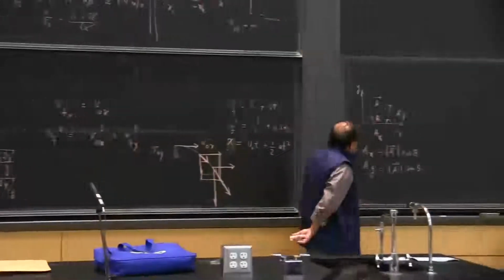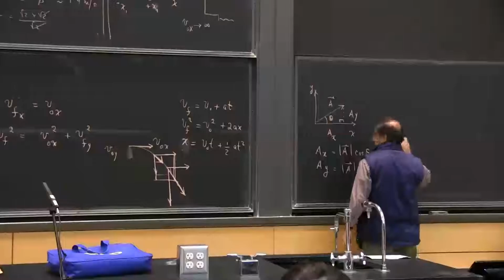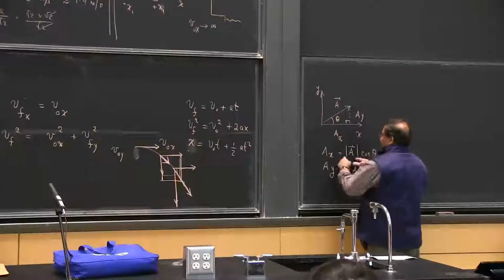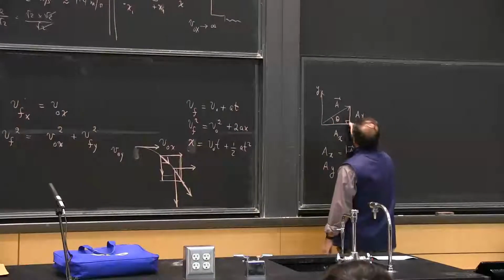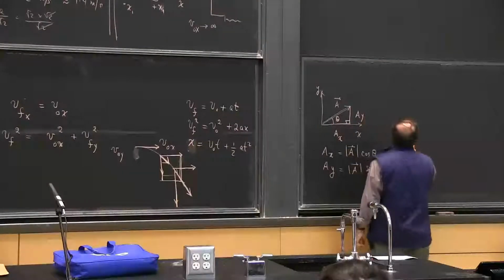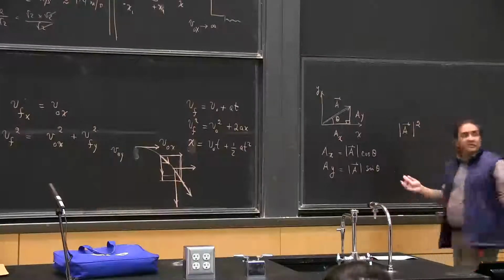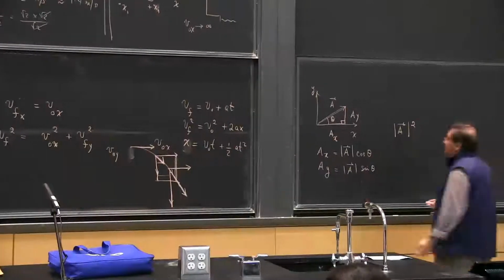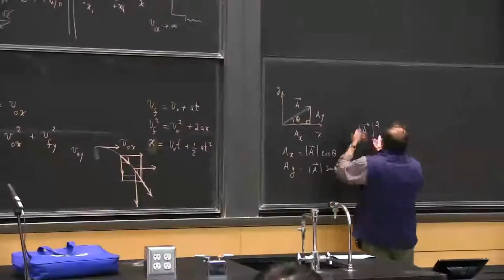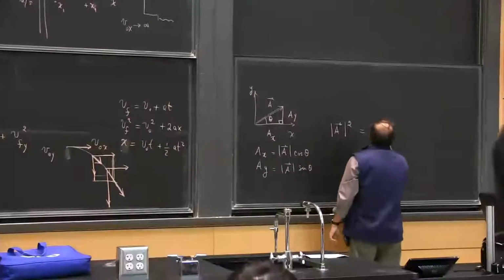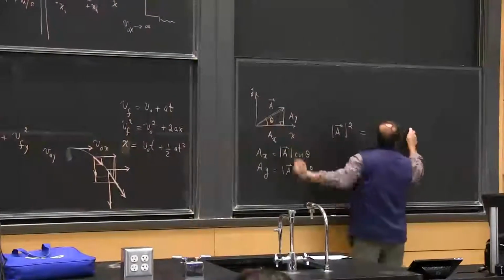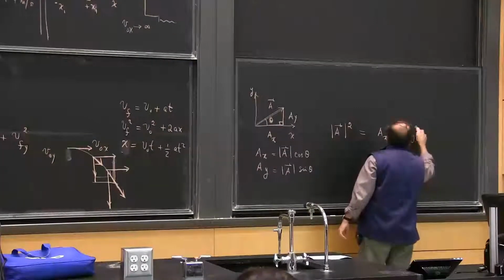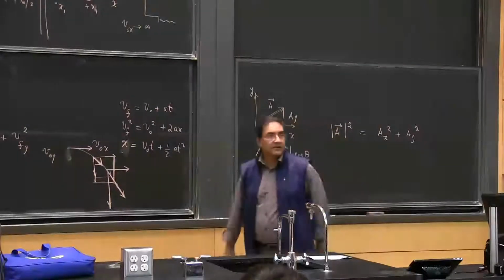Now you see, if I want to relate this A vector to Ax and Ay, I actually have a right triangle. I have Ax here, Ay here, and A here. So therefore, I should be able to write the modulus of A squared, which is the magnitude of A, right? If A is 5 meters, the magnitude squared, 25, must be equal to Ax squared, which means this side squared, plus Ay squared, which means the vertical side squared. That's why you get the squares.